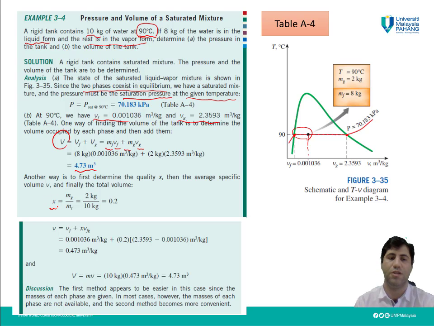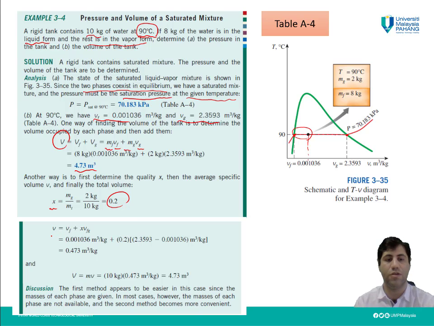We can calculate X, if you remember, we had this equation for that: mass of the vapor divided by mass of the total mixture. Mg divided by Mt, 2 kilogram of mass of gas, 10 kilogram of mass of the total mixture, then it will be 0.2.